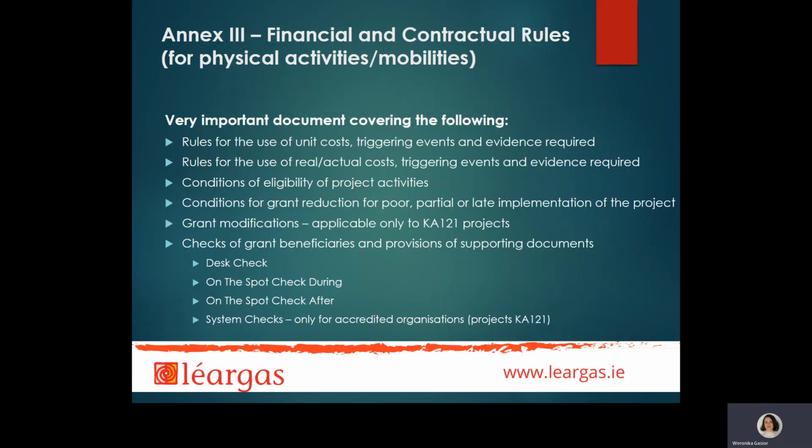Annex 3, Financial and Contractual Rules, is a very important document which defines conditions for eligibility of costs, rules regarding the use of unit cost and real cost, which outlines when they are eligible and what evidence you need to keep for each awarded cost. Annex 3 will provide you also with very clear guidance on when your grant might be reduced and outline different types of check that can be performed in respect to your project by Léargas.